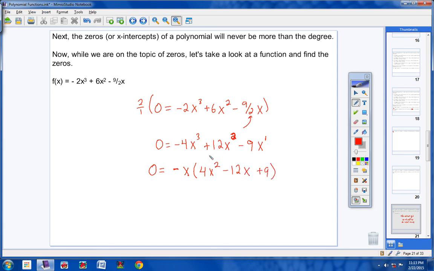Okay, notice I had x cubed, I took an x away. I had x squared, I took an x away. I had x, I took an x away because I pulled an x out. Notice the signs were negative, positive, negative. Now they're positive, negative, positive because I pulled a negative sign out. Does everybody see that? Now, let's factor this trinomial.